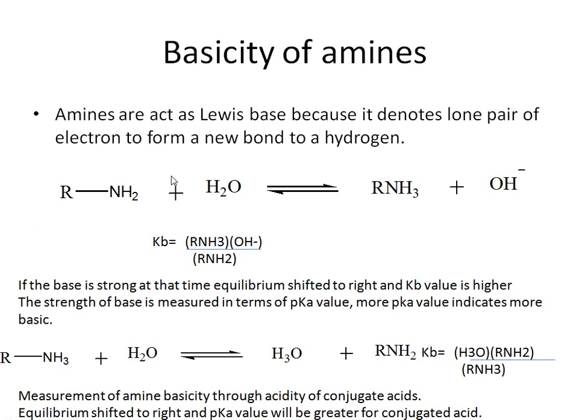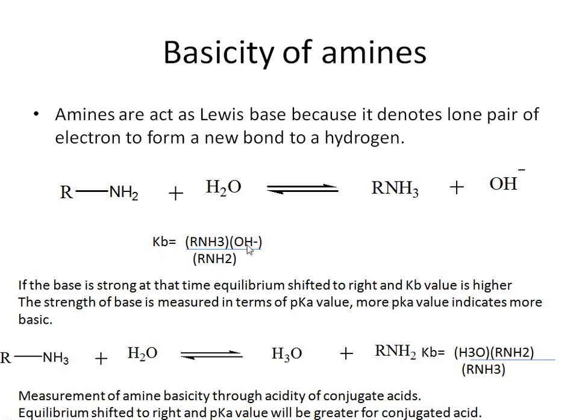If you are treating amine with water, it will produce RNH3+ and OH-, and we will see the equilibrium constant for this. Kb is equal to the concentration of products divided by the concentration of reactants. RNH3+ into OH- divided by RNH2 plus water. So that is the equilibrium constant.